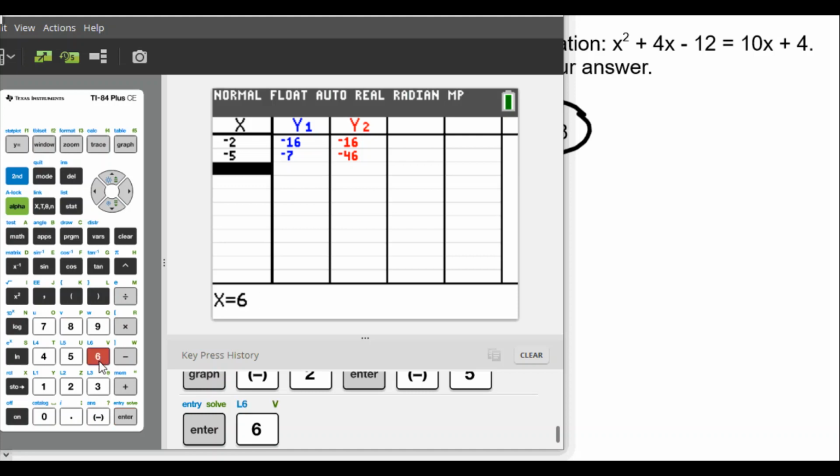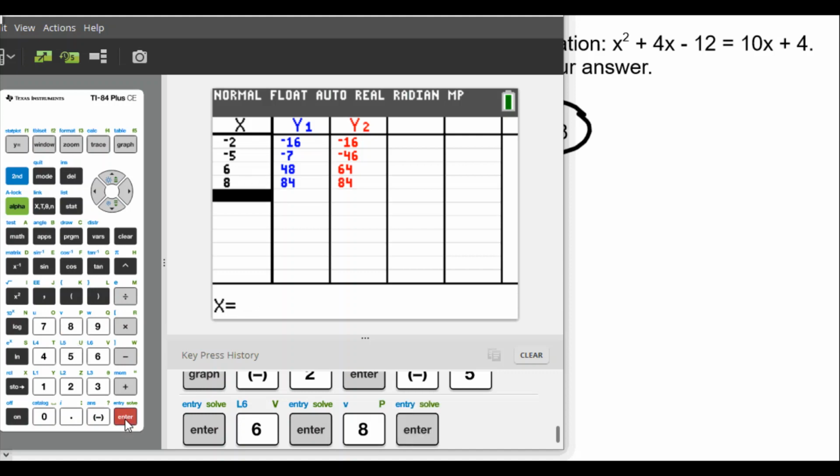We'll type in 6, enter. The y1 and y2 are not the same value, so that's not a solution. But 8, we know from before, gives us both 84. So our solutions are -2 and 8. So we can use our table in this manner, writing out each expression and then plugging in our values to see when they're both equal to each other. Especially with no choices to work with, this might be a more efficient way of doing things.